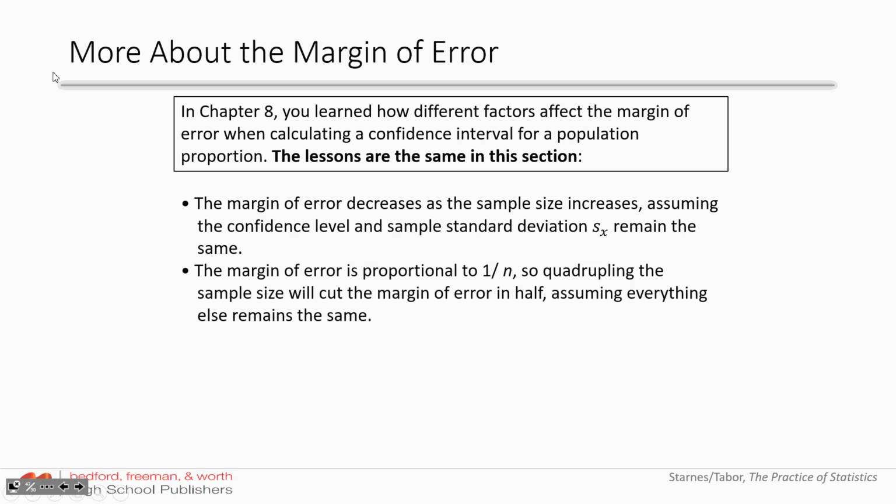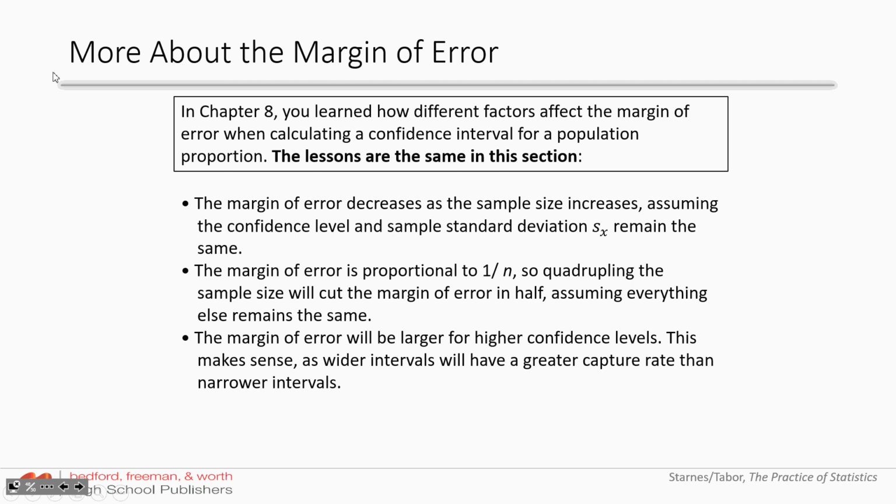Our formula for margin of error is t star times s over root n. So the margin of error is proportional to 1 over root n. So quadrupling the sample size will cut the margin of error in half. And this was the same as with proportions as well.